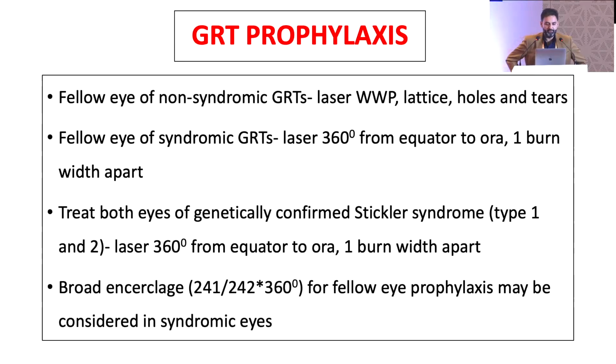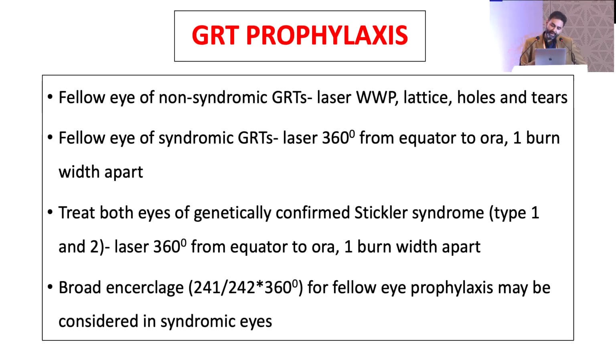As far as GRD prophylaxis is concerned, in fellow eyes of non-syndromic giant retinal tears, one must laser white without pressure areas, lattices, holes, and tears. Fellow eyes of syndromic giant retinal tears, at least that's what I do, I tend to follow the Manchester protocol. I laser 360 degrees from ora to the equator, one burn width apart, so all the way across the equator to ora, 360 degrees. You treat both eyes of genetically confirmed Stickler's type 1, type 2, and again, this is to prevent giant retinal tears and hopefully retinal detachment in both eyes in families in which Stickler's is known.